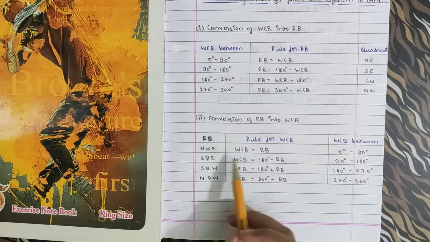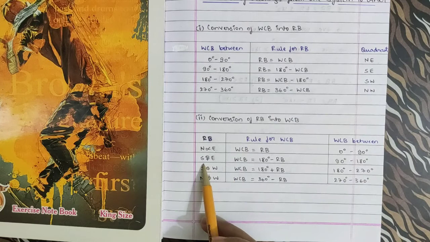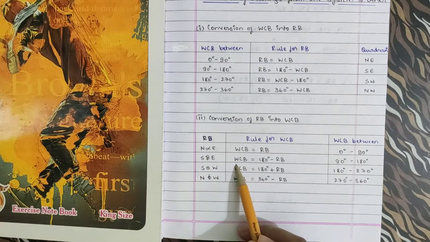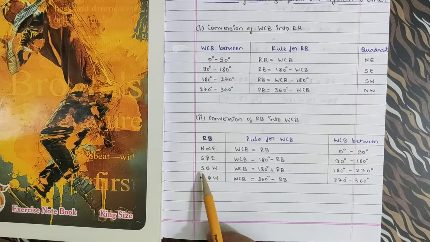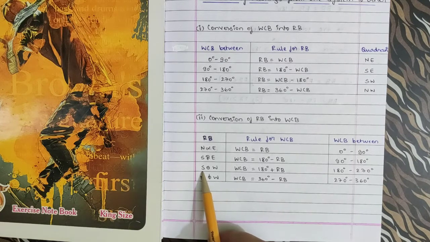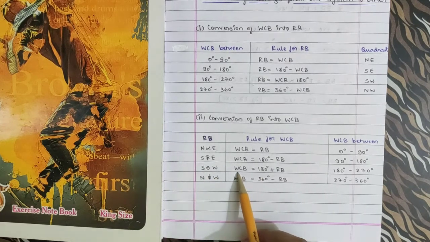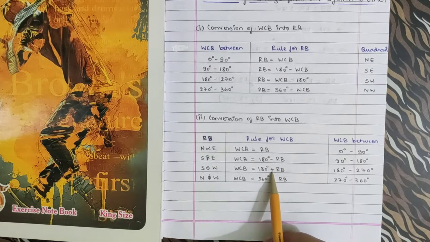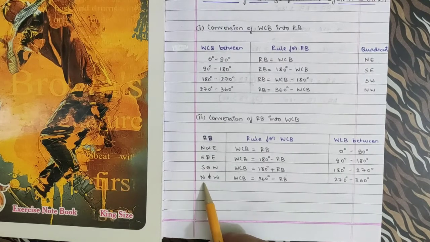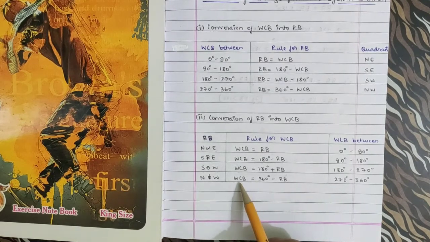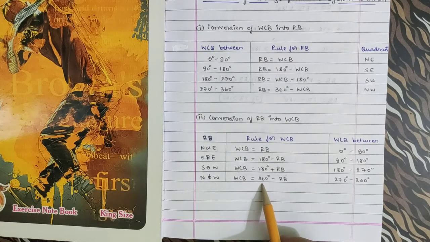If the reduced bearing is in the second quadrant, that is southeast, then the rule for whole circle bearing is 180 degree minus reduced bearing. If the reduced bearing is in the third quadrant, that is southwest, the rule for whole circle bearing is 180 degree plus reduced bearing. If the reduced bearing is in the fourth quadrant, that is northwest, then the rule for whole circle bearing is 360 degree minus reduced bearing.